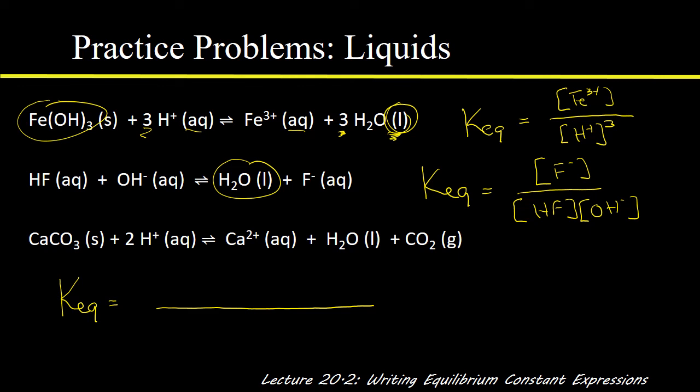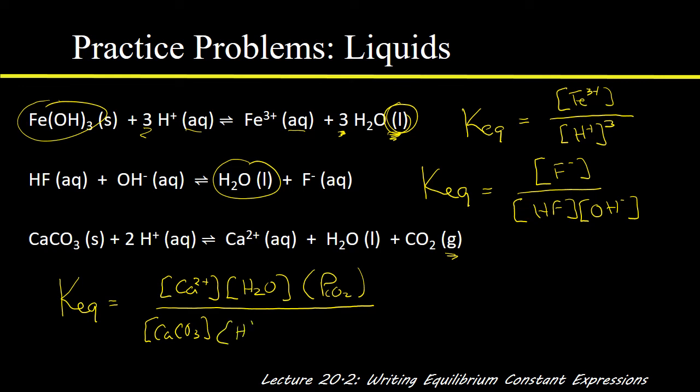On the product side, we've got calcium ions, and we've got water, and we've got CO2. Now this is a gas, so we're going to put in the partial pressure of CO2. And on the reactant side, we've got calcium carbonate and hydrogen ions. We need to raise hydrogen ions to the second power.